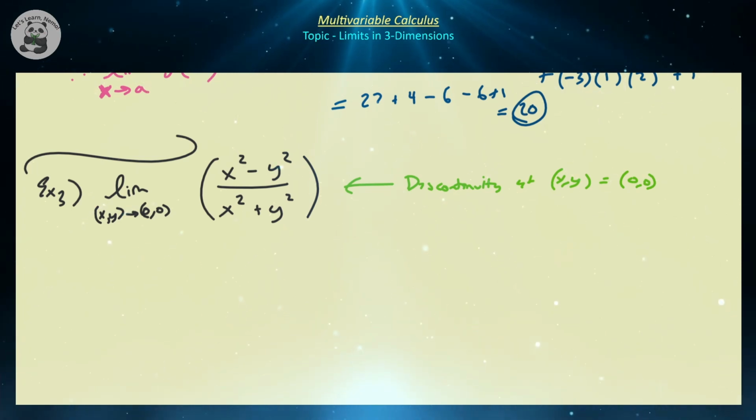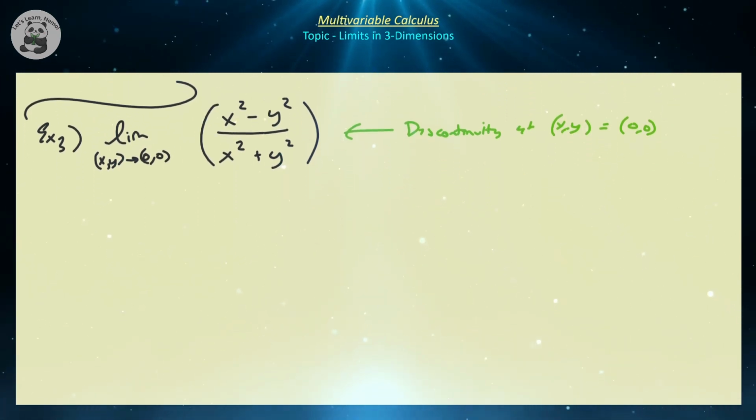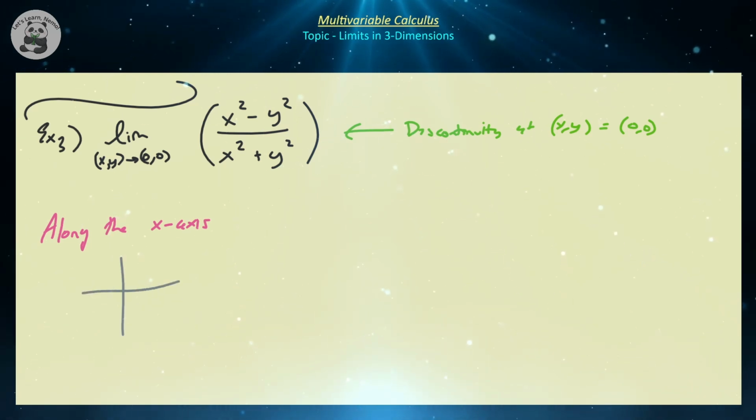So we have to approach it from different paths and see if it equals the same exact thing. And if we can find any two paths that produce different limits, then you have proof that the limit doesn't exist as well. So let's see if we can approach along the x-axis. We're going to approach (0, 0) from the left and from the right. If we draw a graph here, we're going to be approaching along these directions, which means that y will be equal to 0.